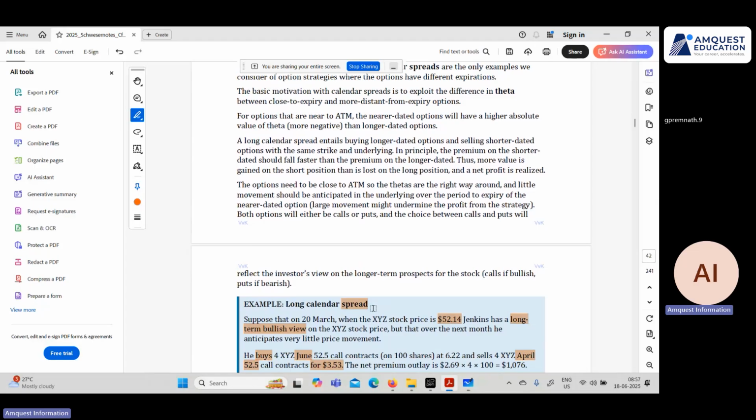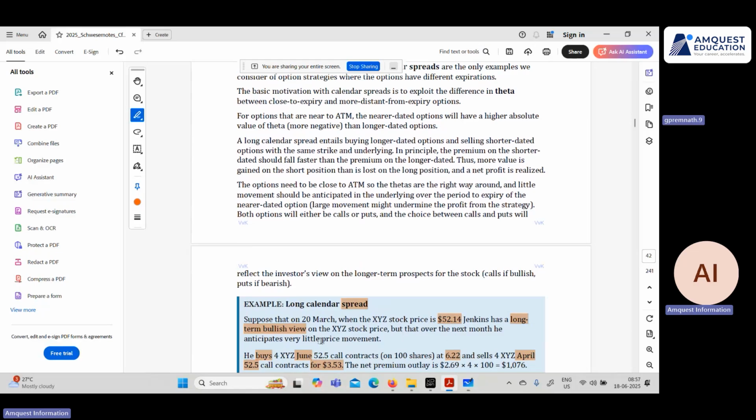His view is bullish on the stock, so he's going long. Basically, he just bought 4 XYZ long for this much amount, and he should have paid that. Oh, got it. So he's effectively reducing his cost. That's what he's doing. Exactly. So effectively, he should have only paid 6.22, and that's it, because his term is bullish.